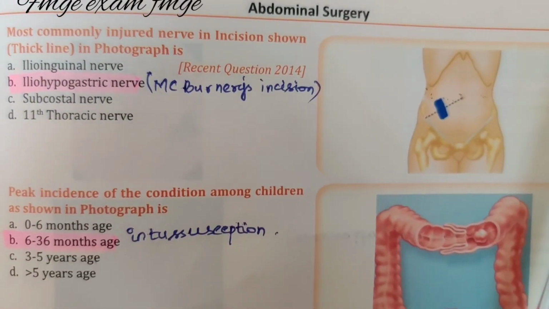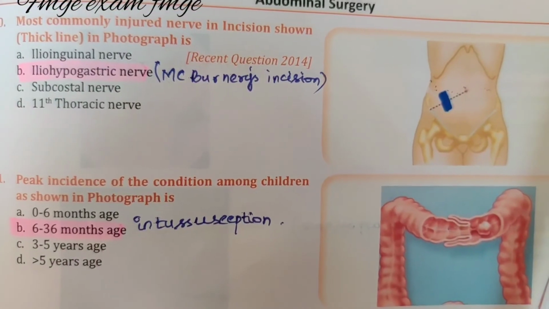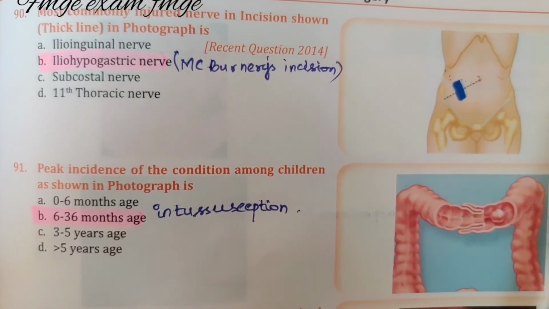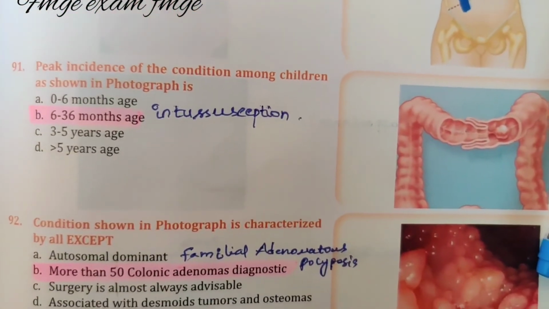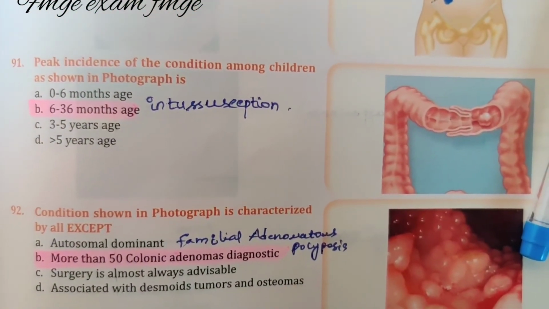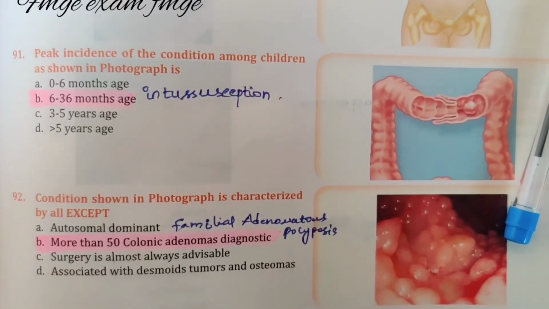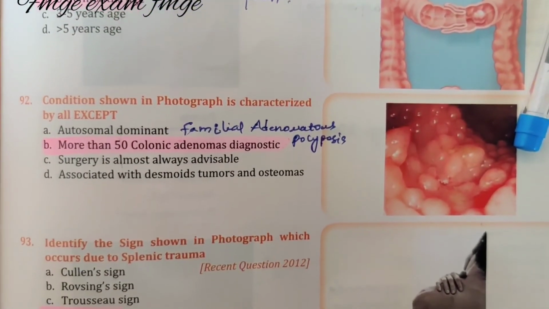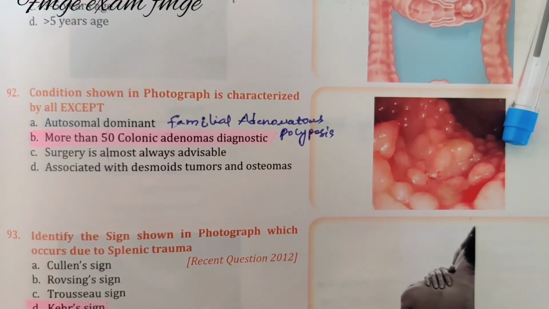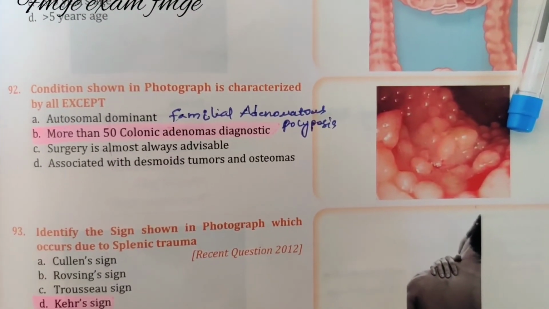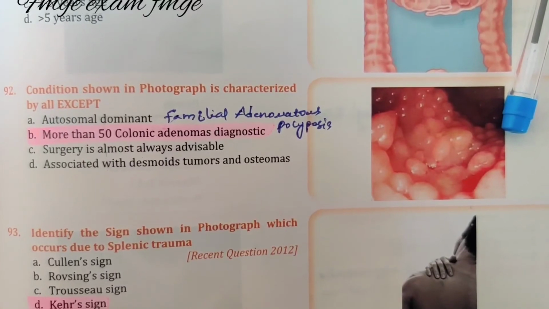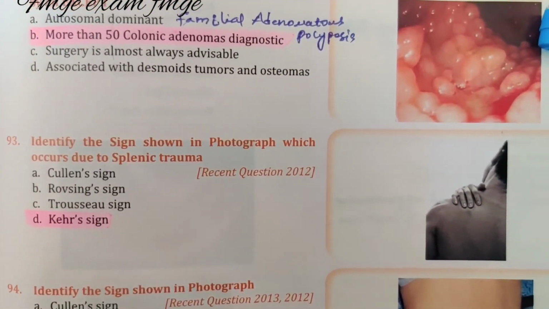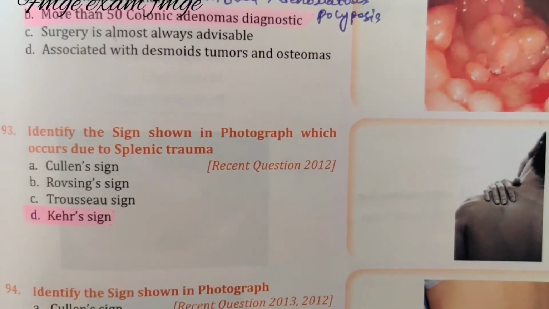Most commonly injured nerve in the incision shown by the thick line in the photograph is the ilioinguinal nerve, McBurney's incision. Peak incidence of the condition among children shown in the photograph is 6 to 36 months of age, intussusception. The condition shown in the photograph is characterized by all except more than 50 colonic adenomas diagnostic, familial adenomatous polyposis. Identify the sign shown in the photograph which occurs due to splenic trauma: Kehr's sign.